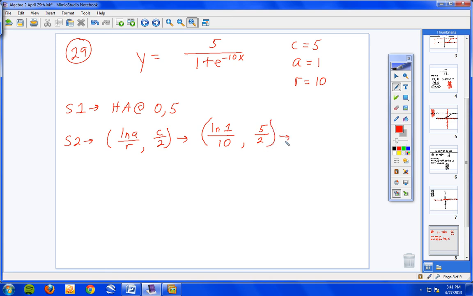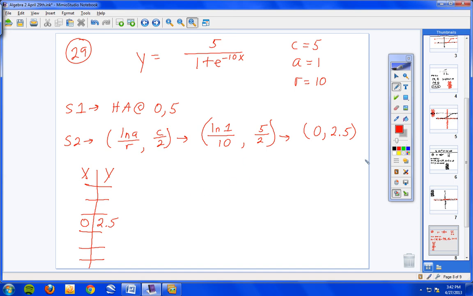Now break out your calculators. We're going to type in the natural log of 1, which is 0, and then divided by 10 is 0, so you should get 0. 0 over 10 is 0, and then 5 over 2 is 2.5. Okay? Let's go on to step 3. Step 3 says to type the function into your calculator, and I'm going to put my middle point right here in the middle. After you've typed it into your calculator, go ahead and fill in your table of values.